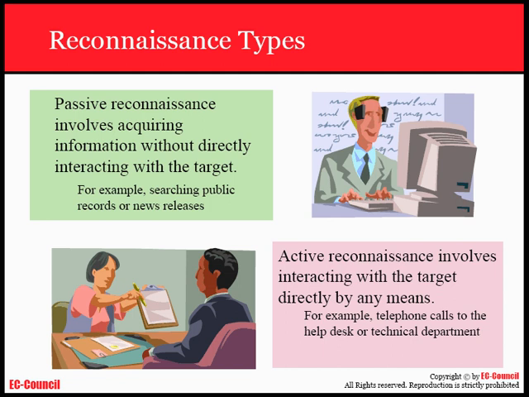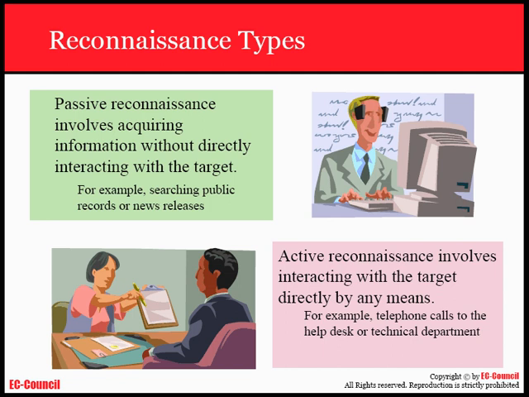Now, there are 2 basic kinds of reconnaissance. You have passive reconnaissance, which involves acquiring information without directly interacting with them. Some examples of this, for instance, you could do a search on Google about the target, find out information that way. You could also have active reconnaissance in which you actually go and interact directly with them. For instance, call them up, ask the operator to transfer you to somebody internally. So there are 2 different kinds of reconnaissance that people will do.